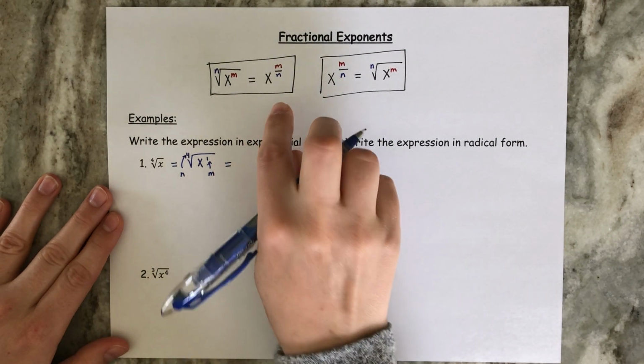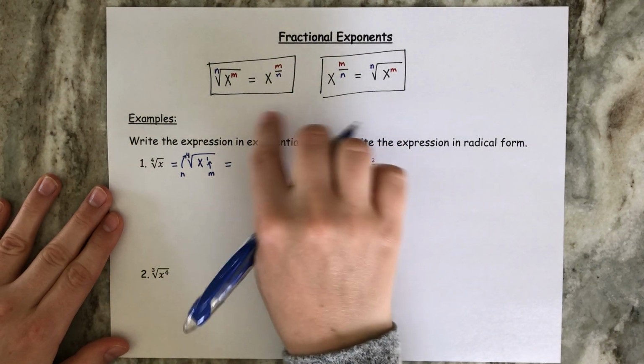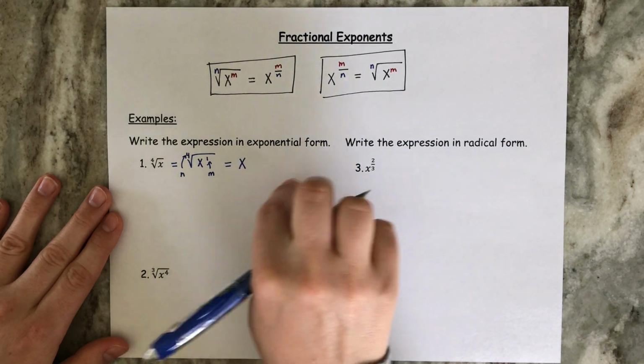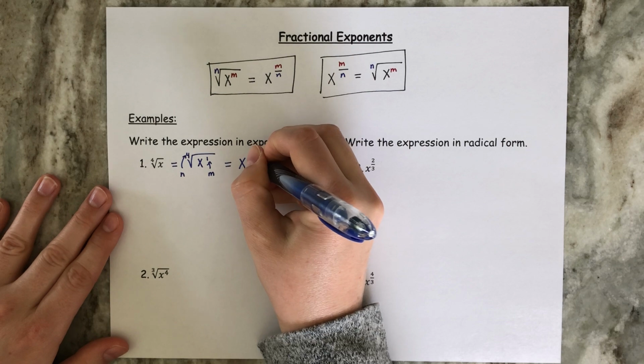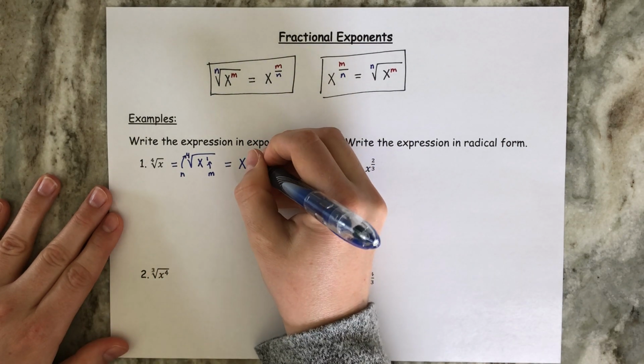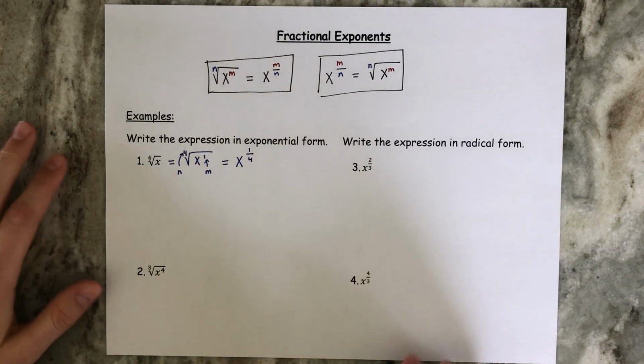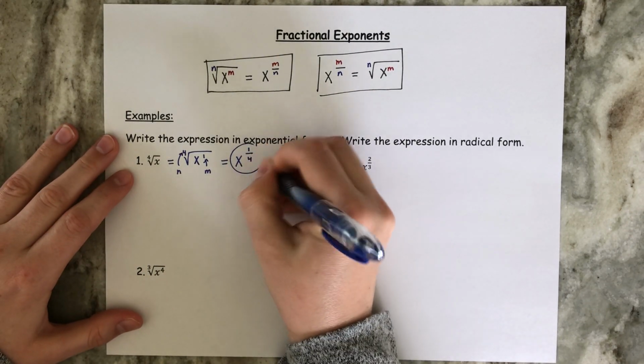Now I'm just going to write it in exponential form, where I have x to the power of m divided by n. My m is 1, and it's divided by my n value of 4. So the fourth root of x is just equivalent to x to the power of 1/4.